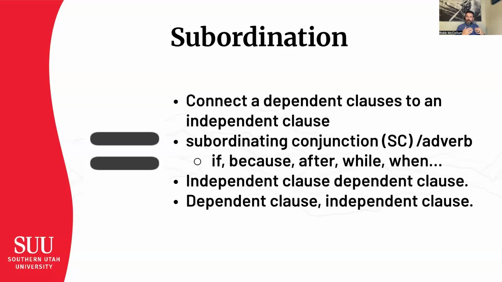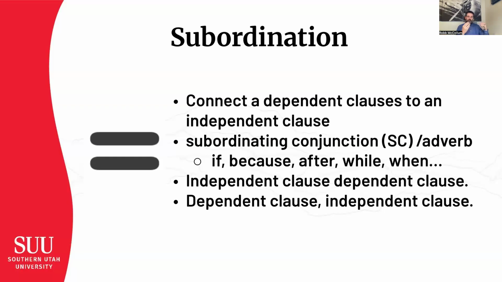And so in terms of punctuation, we could have an independent clause be the first part of the sentence and then followed immediately by the dependent clause. And what helps the reader or the listener know that we're shifting from the first part of the sentence to the second part of the sentence is the appearance of that subordinating conjunction or subordinating adverb in the middle of the sentence. The words like if, because, after, while, when, beside, those kinds of words. Okay.